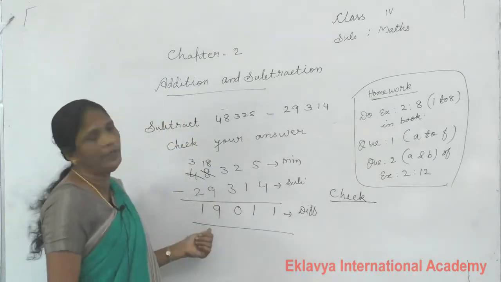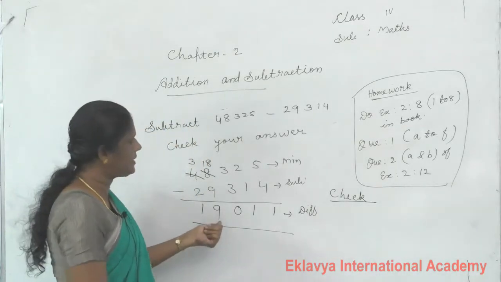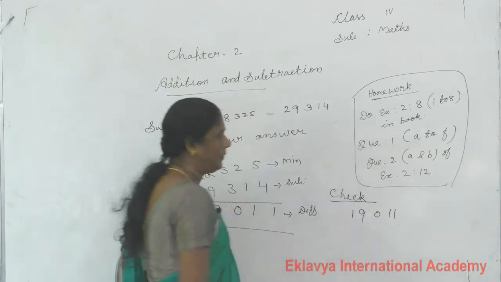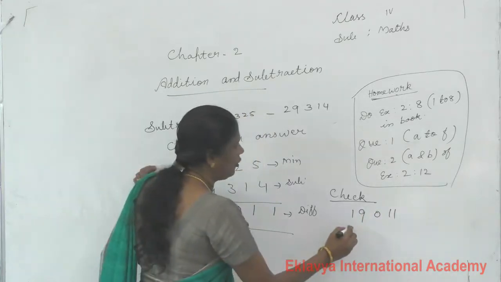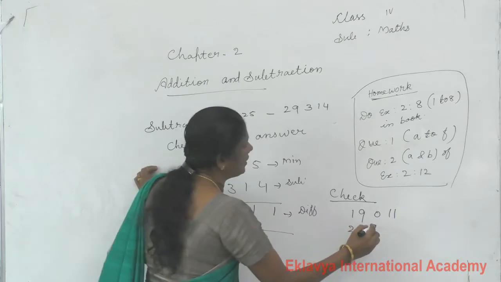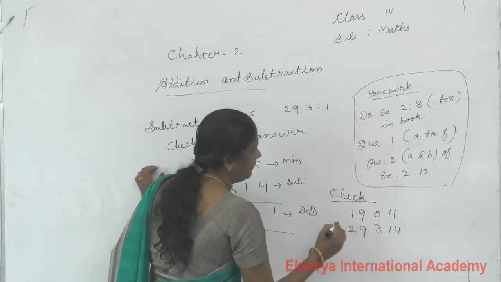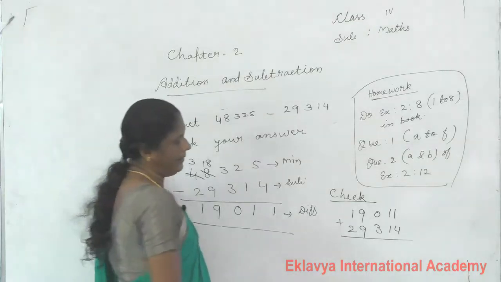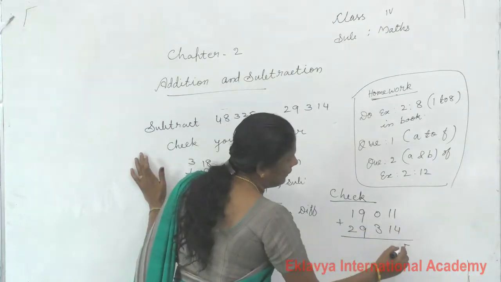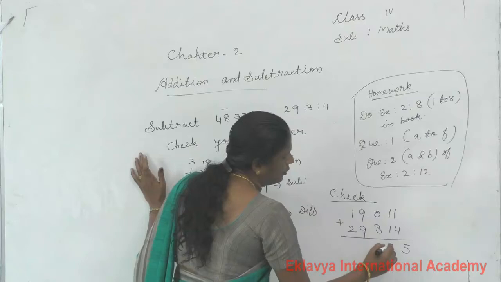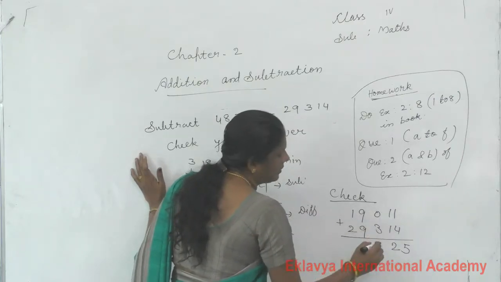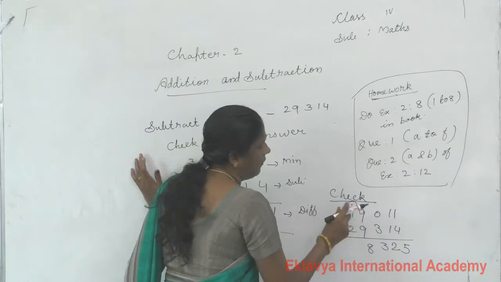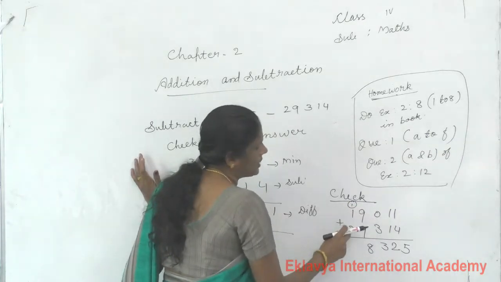Okay. First we write the difference. What is the difference? 19,011. Then the subtrahend, 29,314. Then add these numbers. 1 plus 4, 5. 1 plus 1, 2. 0 plus 3, 3. 9 plus 9, 18. Carrying 1. 1 plus 1, 2. 2 plus 2, 4.